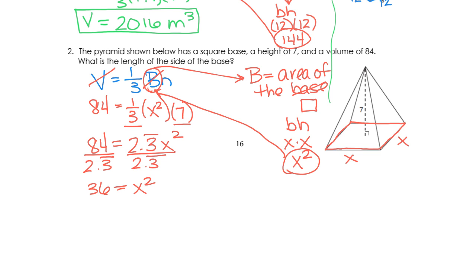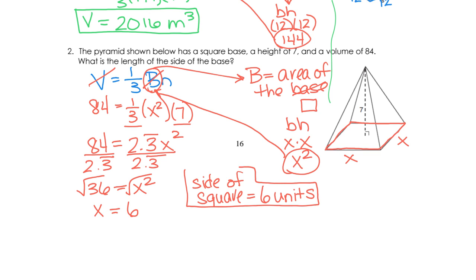Then we take the square root, and x comes out to equal 6. So the side of our square equals 6, and there are no units in this one, so we'll just say 6 units. Therefore, the area of our base would have been 36 if they asked for it. Okay, all right, I will see you guys on the back side of notes.